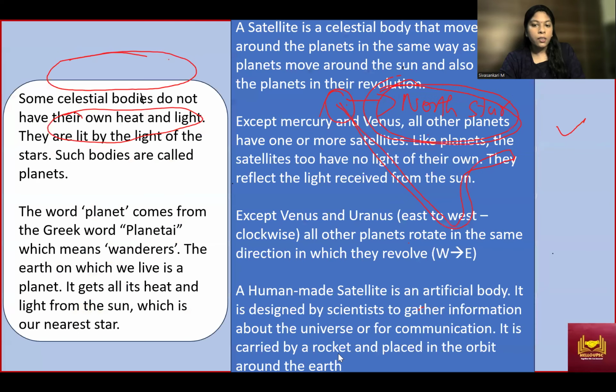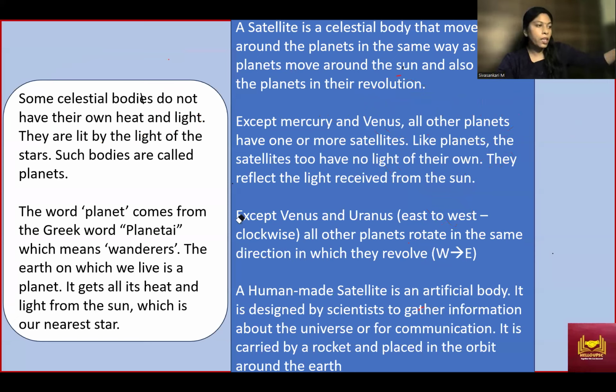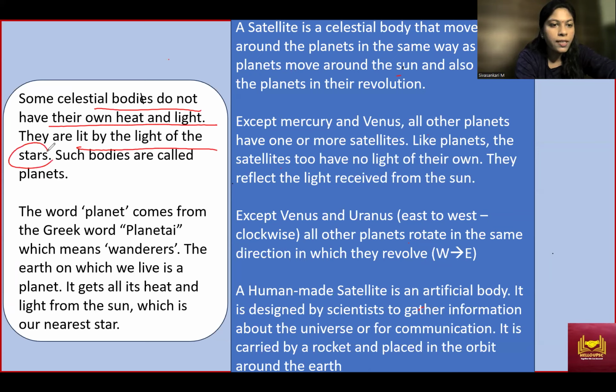See this. Come back. Let me erase this. So पहले हम read कर दिया ना that some celestial bodies will have their own light, heat. They are called stars. And we saw constellations. Again, some celestial bodies have their own light and heat. Some do not have their own light and heat. They are lit by the light of the stars. Stars will give light to them. They are called planets. Uska naam planet se. Grah. You will write it like this, right?